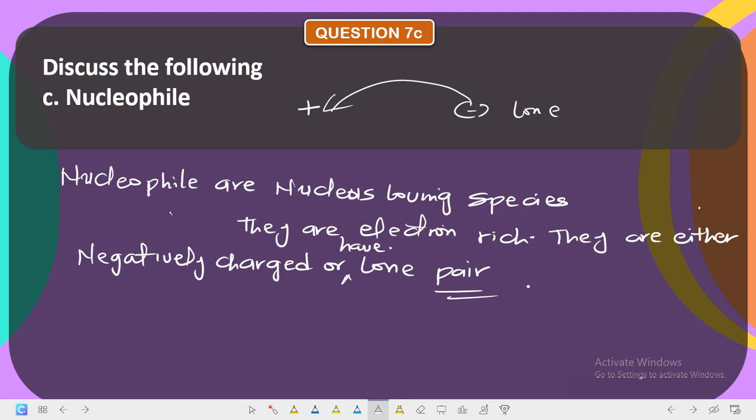So those are nucleophiles. And examples of nucleophiles are, you have CH3 minus. All these ones, they are nucleophiles. Now you have OH minus. All these are what? They are nucleophiles. Is that okay? So nucleophiles are either negatively charged or they have lone pairs. Another example of a nucleophile again is NH3. NH3 has a lone pair on top here. So these are all nucleophiles.